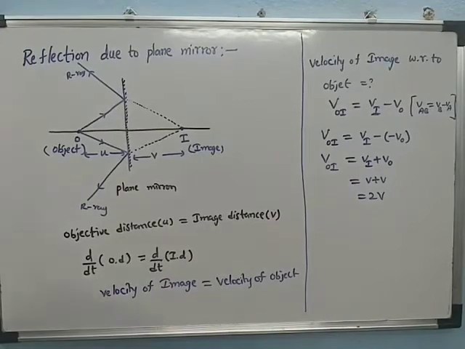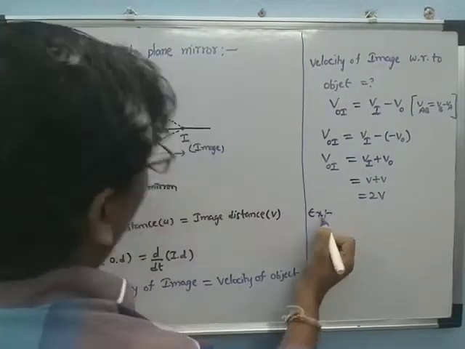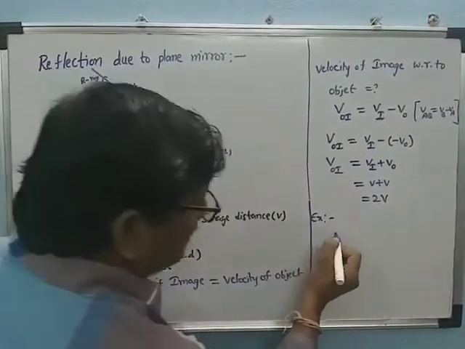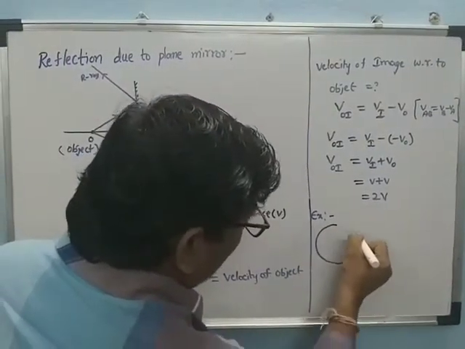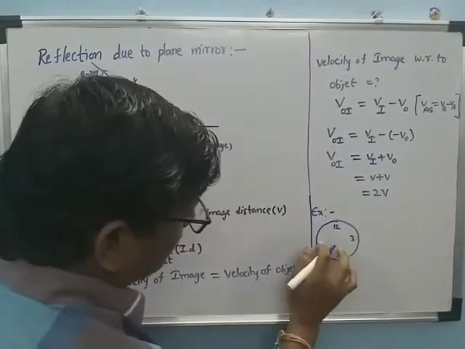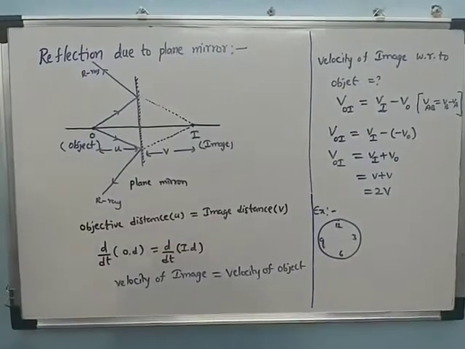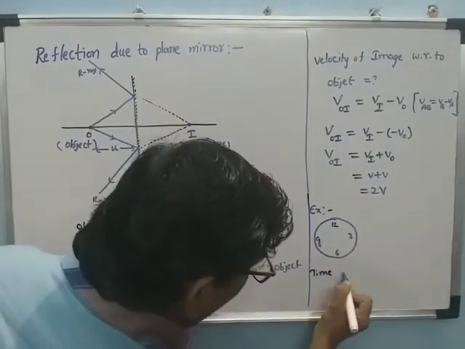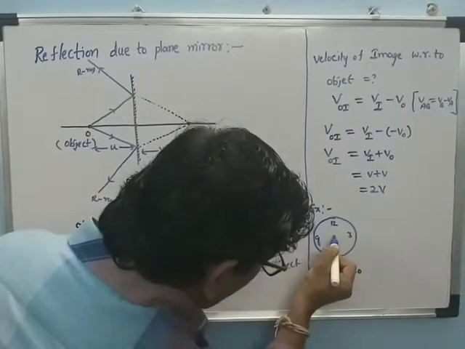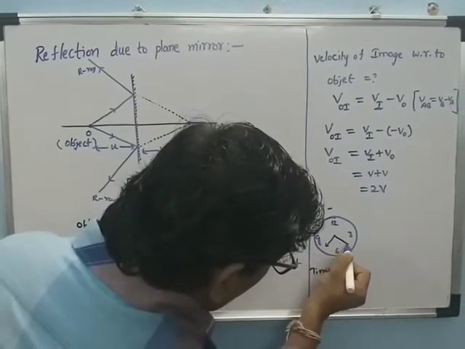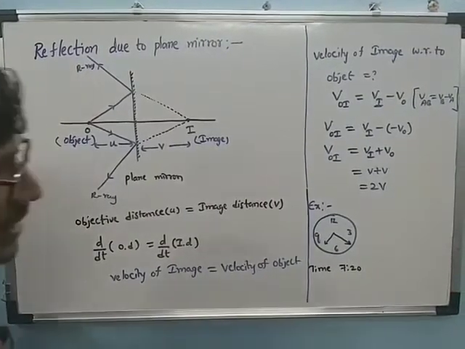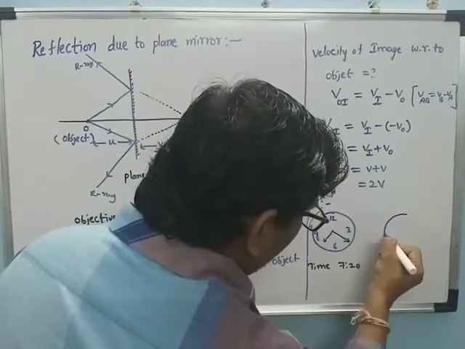Now let us see an example of reflection due to a plane mirror, taking a clock. In a clock, we have 12, 3, 6, 9. For example, the clock shows the time 7:20. This 7:20 we see in a mirror.